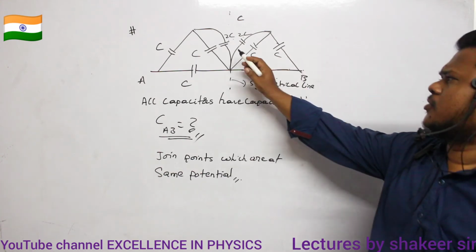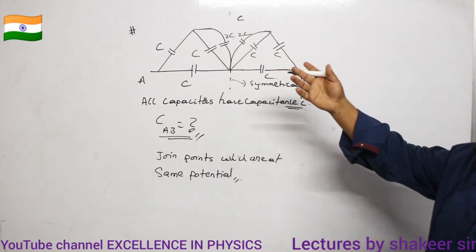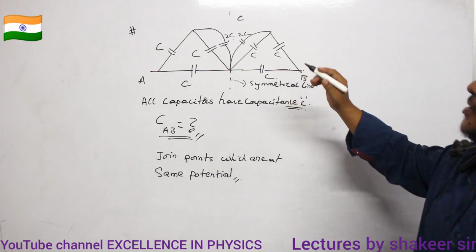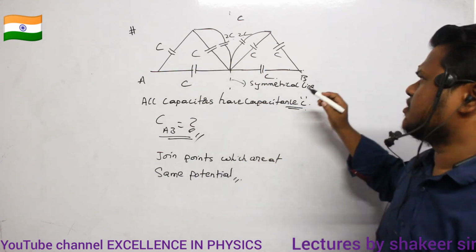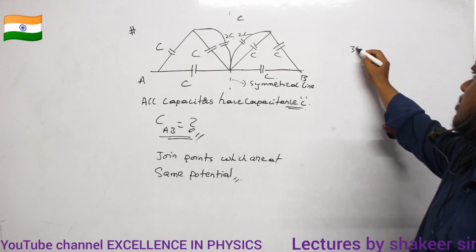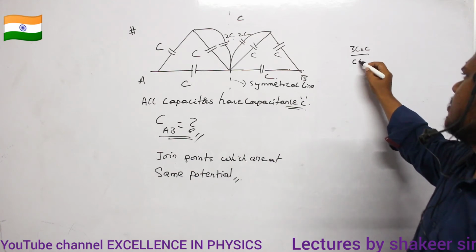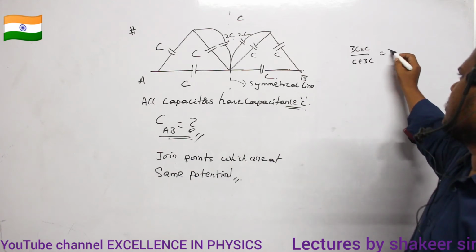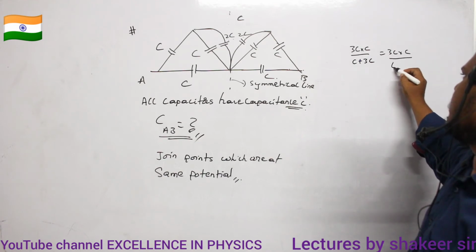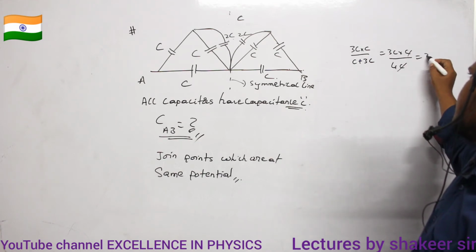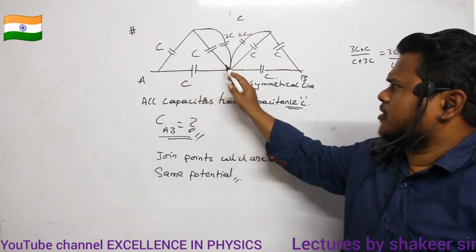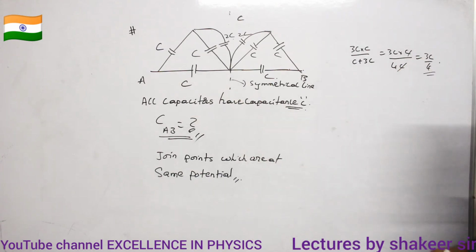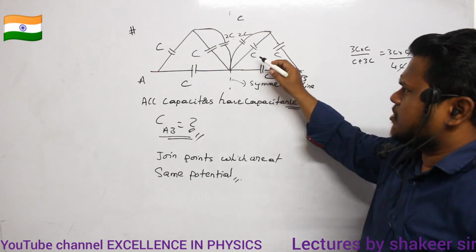See here, 2C and C. They are in parallel connection, no? So 2C plus C is how much? 3C. So this 3C is in series with C. So 3C into C divided by C plus 3C, that is 3C into C divided by 4C. So C gets cancelled, 3C divided by 4. So from here to here, the equivalent capacitance is 3C divided by 4. Here also the same condition.